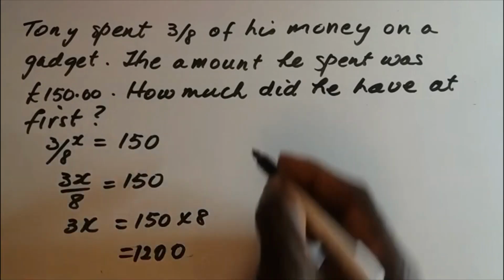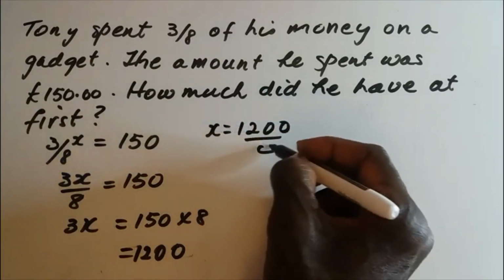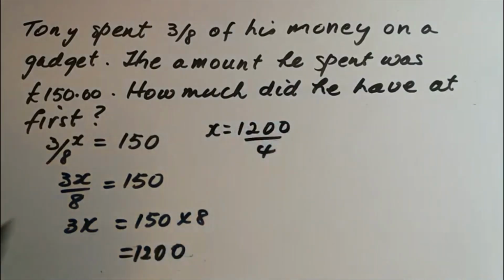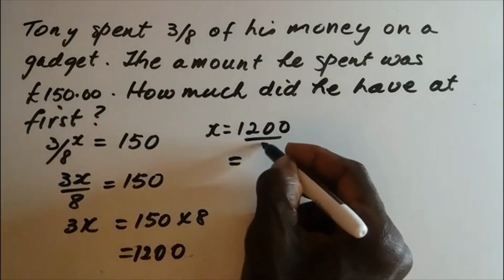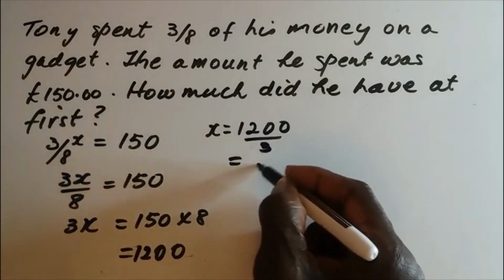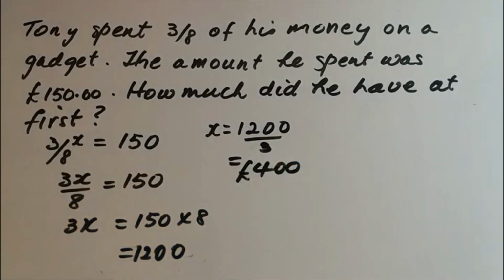x is 1200 divided by 3, sorry. And that gives us 400. It's £400. I've done it in one swoop.